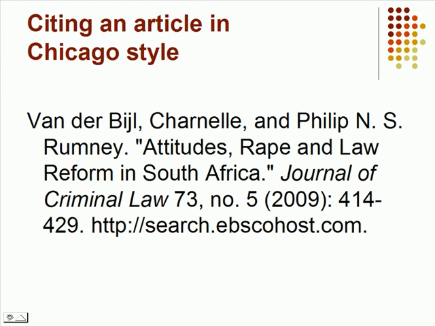Here's an example of an article citation in Chicago style. In Chicago style, we write the author's names in full. The title of the article is in quotation marks. The title of the journal is in italics. We have the volume, and then the issue number, abbreviated no. The year in parentheses, followed by the page range. If the article was accessed from an online database, we provide the main URL of the database.